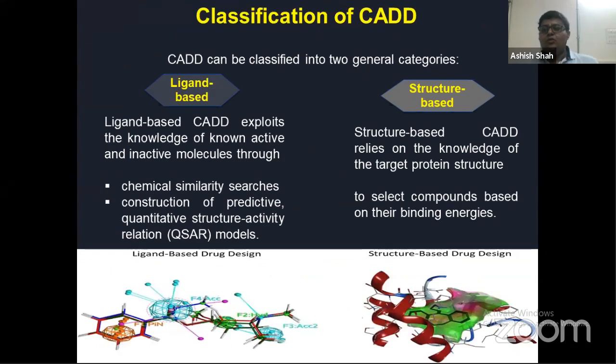Now we are moving towards computer-aided drug design. Computer-aided drug design basically divides broadly into two things. One is ligand-based drug design, and the second one is structure-based drug design. When you adopt ligand-based drug design, your ligand is known, your basic molecule is known, then you can go for ligand-based design.